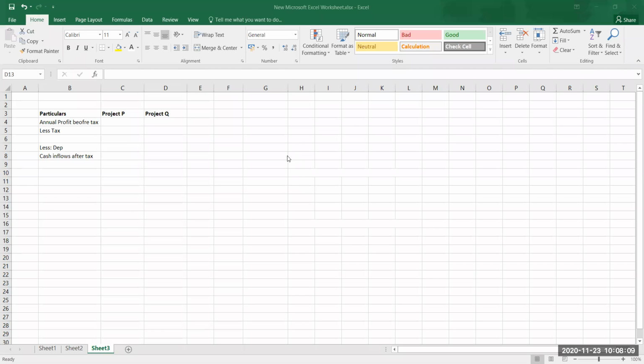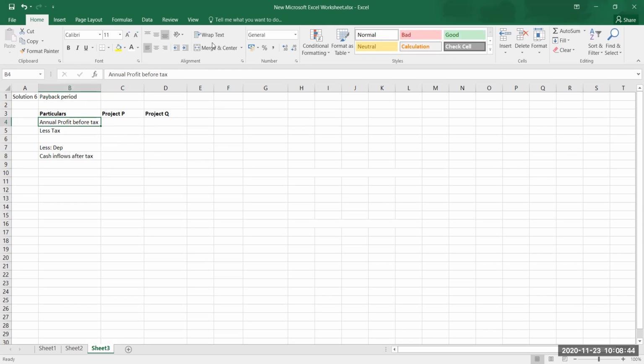Okay, so you need to make this column first: particulars, project P and project Q. On top I'll write payback period. So this is solution number 6 of payback period. So the first thing will always be annual profit before tax. So I'll just correct this spelling. Okay. So annual profit before tax.